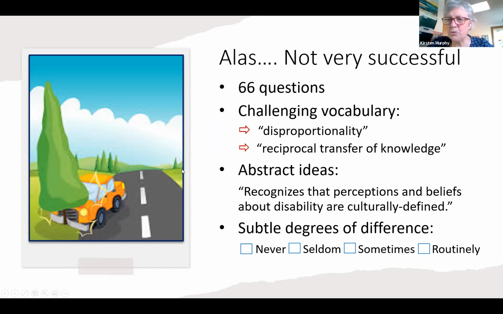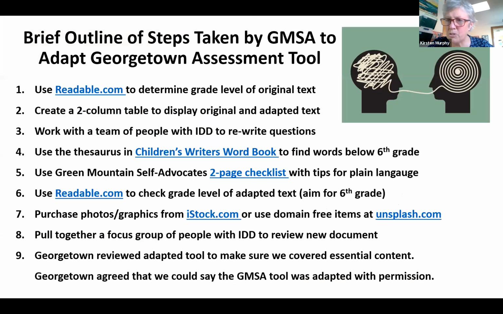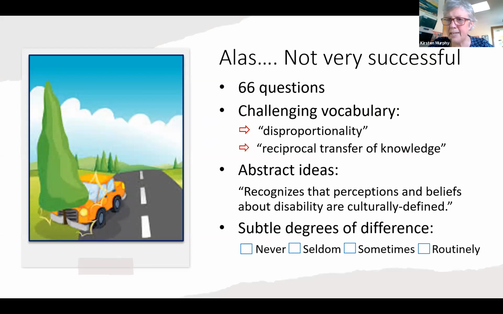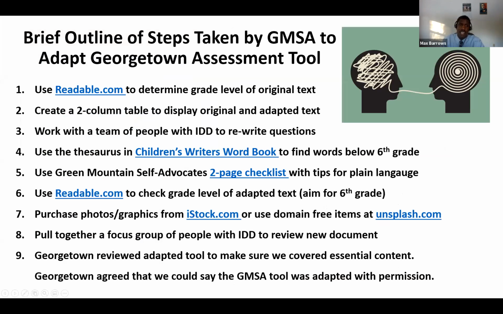But it just was a tool that I couldn't see bringing to my full council without translating it into something a little more understandable. So that's where Max and Green Mountain Self Advocates came in. I'll let you talk about that a little, Max. Thanks, Kristen. So I'm just gonna go over a brief summary of what we did at Green Mountain Self Advocates. We took an assessment tool and rewrote it into plain language for members in our organizations to understand.